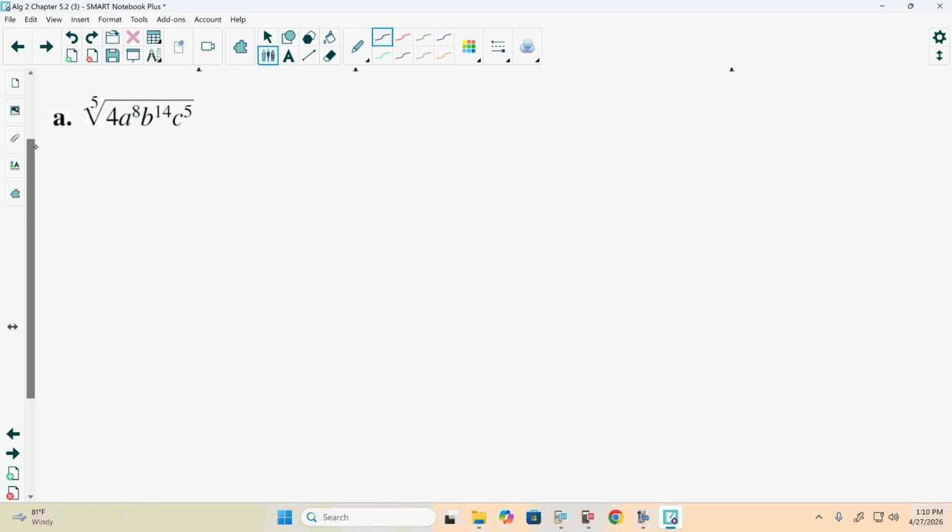Now, just because there are many different ways to do this, I'm going to split it up into each of its terms. So we have the fifth root of 4, the fifth root of a to the 8th, the fifth root of b to the 14th, and the fifth root of c to the 5th. Out of all these terms, c is going to be the nicest one of the group.